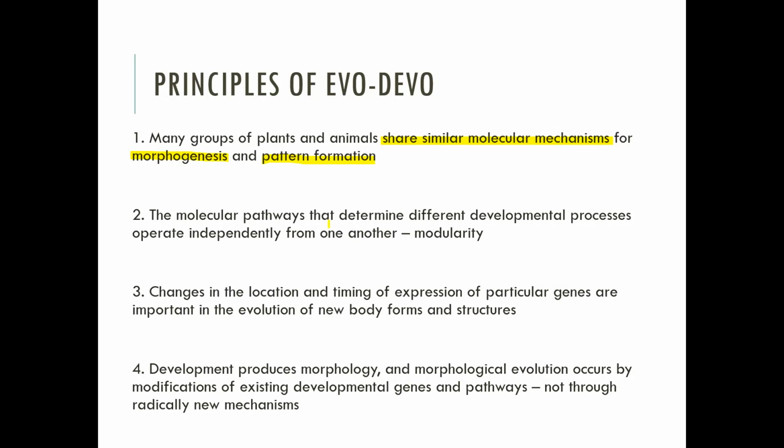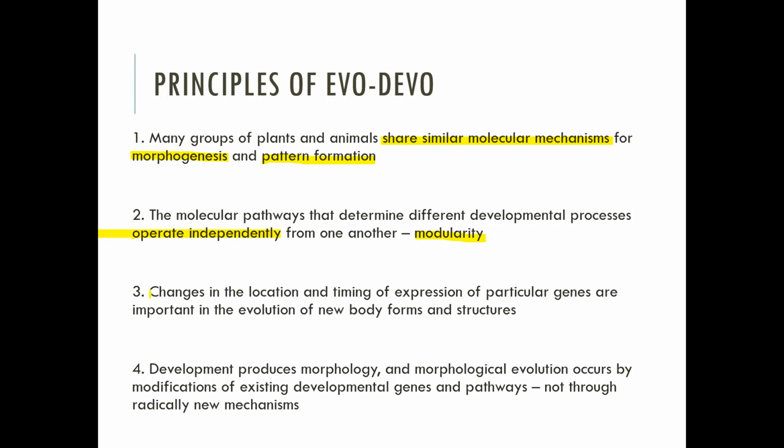So number two, the molecular pathways that determine these developmental processes are independent. Okay, so these molecular pathways operate independently of each other. So that would be modularity. So if we're talking about developmental processes, it could be that the mechanisms that lead to the production of limbs is going to be separate than the molecular pathway that leads to the formation of the nervous system. So if you had a mutation or a change to the pathway that affected limbs, it would not necessarily affect the one that was operating to control the nervous system development.